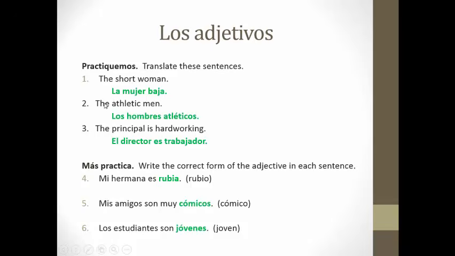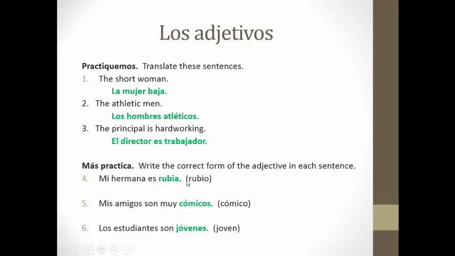Okay, aquí, repasemos. We already did number 1 together. So let's start with number 2. The athletic men. Men is plural. So we have los hombres atléticos. 3. The principal is hardworking. El director es trabajador. Here, though, because I didn't specify, did I want the feminine version or the masculine version of principal? You could have also made this feminine and said, la directora es trabajadora.